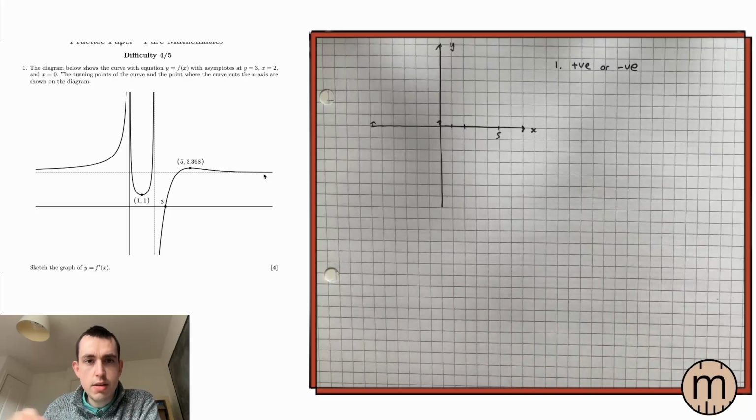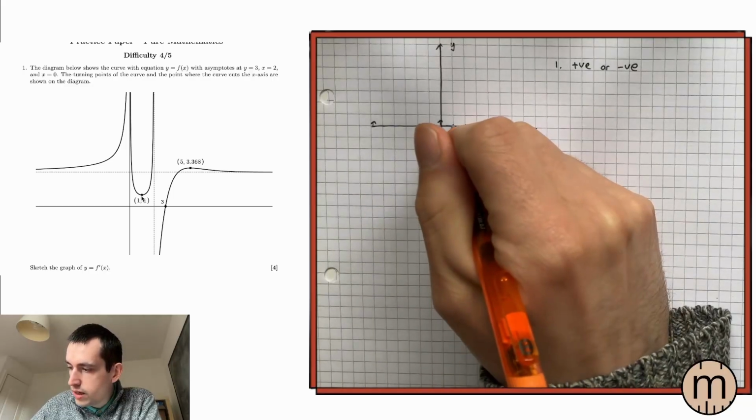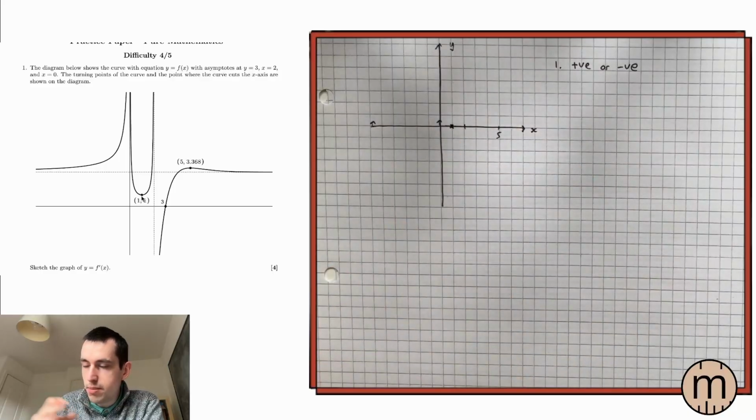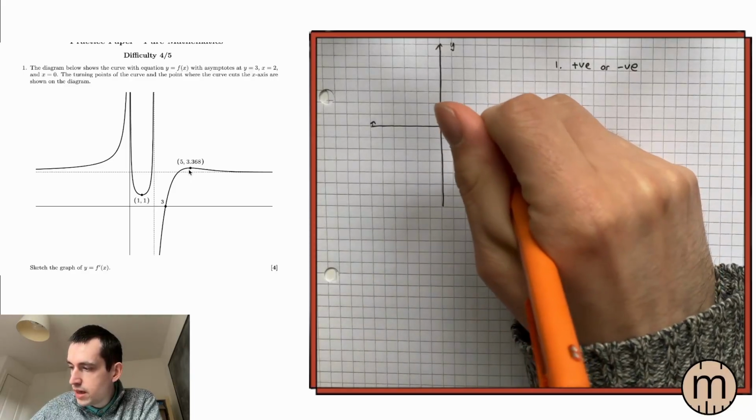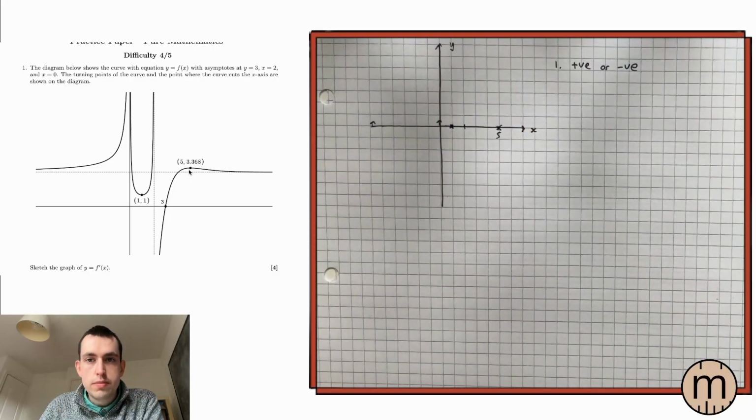Okay, next thing I would think about, definitely the stationary points. If it's a stationary point, what's the gradient? The gradient is 0. So that means that this point 1, it's not just going to be above or below, it's going to cross there specifically. Where's the other stationary point? It's over here at 5. So it's going to cross. Is it going to cross anywhere else? No, because there's no other stationary points.